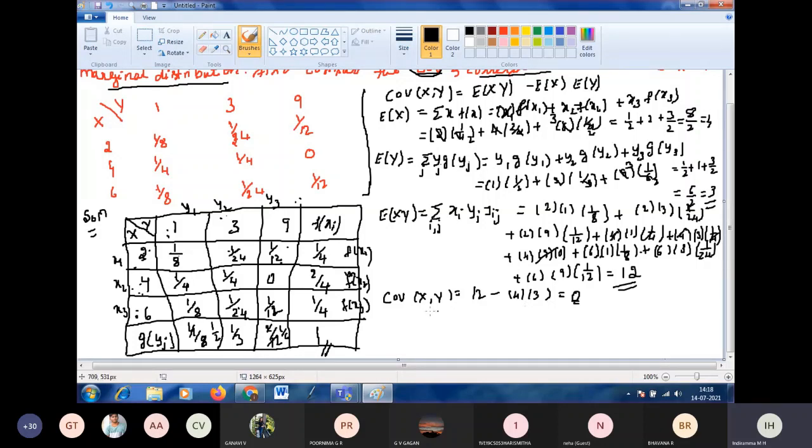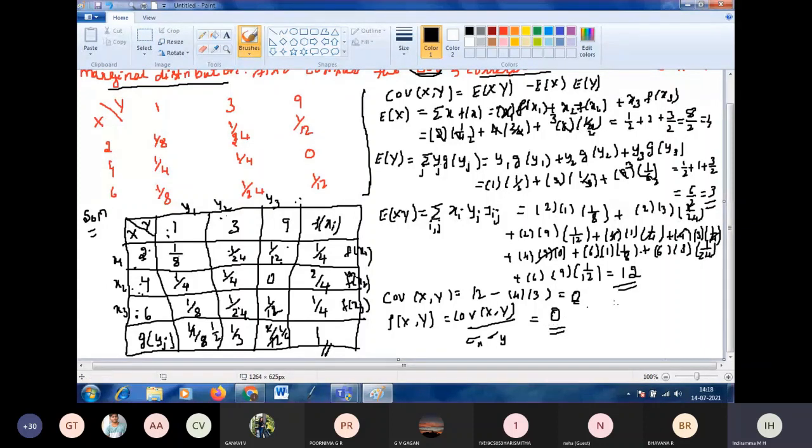Next, we have to find correlation. What is the formula to find correlation? Covariance of x comma y divided by sigma x into sigma y. What is covariance of x comma y we got? 0. So 0 by sigma x into sigma y is 0 only.